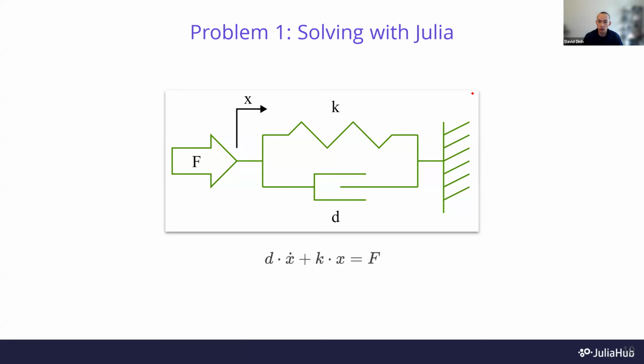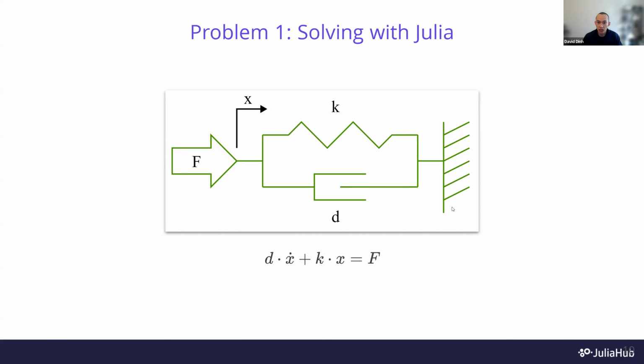The first problem we solved was this mass spring damper system, right? We have a mass spring damper that's attached to a wall right here. Here we have a spring, we have a damper, and then on the left side, we have a force acting on it. We took a look at the system and we said, hey, this is the governing equation for our system. Let's solve it using Julia code. And that's what we did.